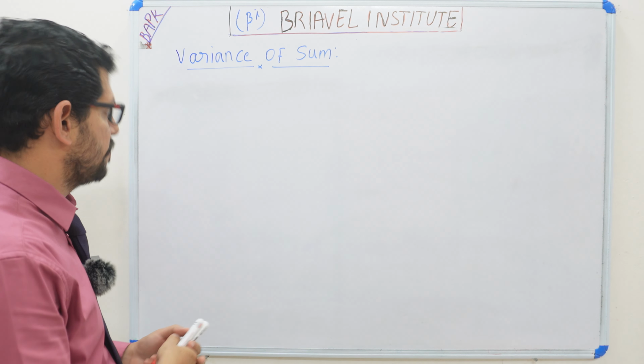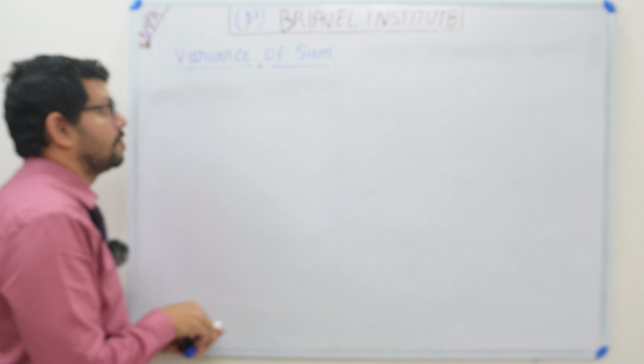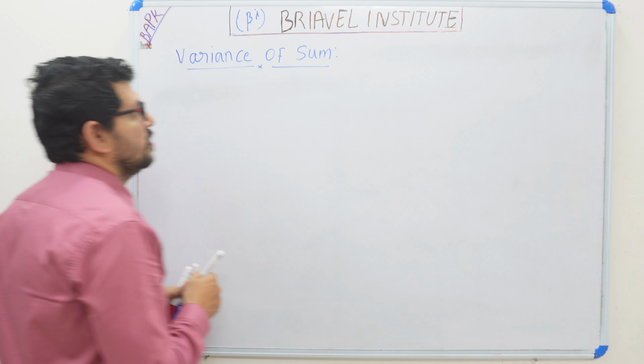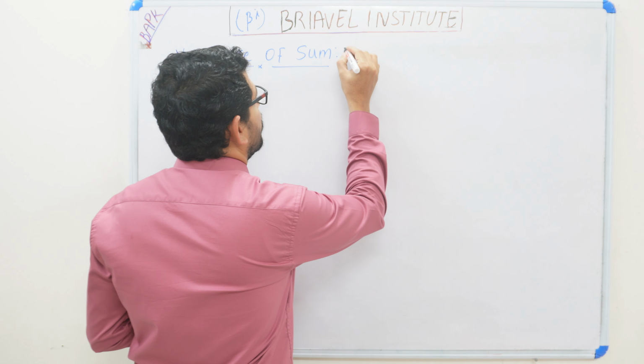Now discussing the variance of x. So what is the variance of x? We need two random variables, x and y. So we have two random variables, x and y.